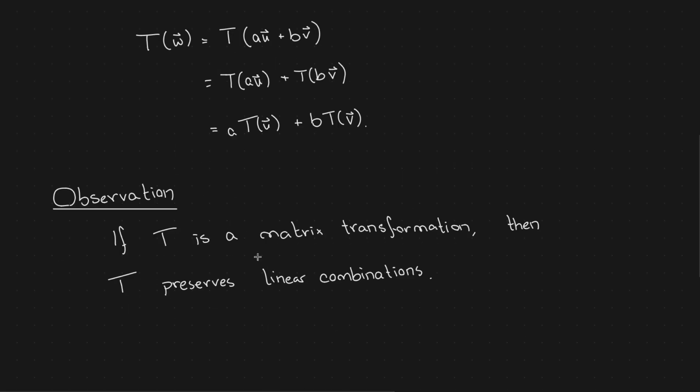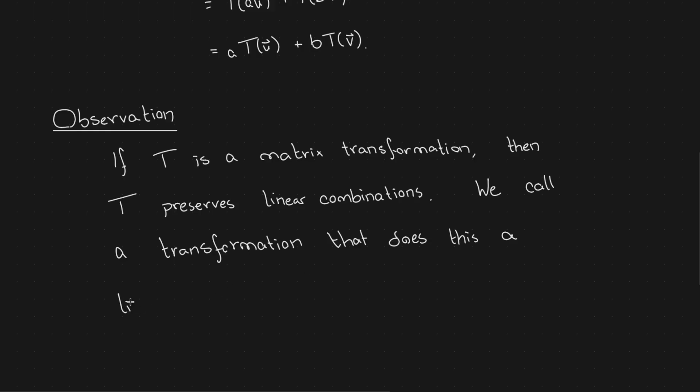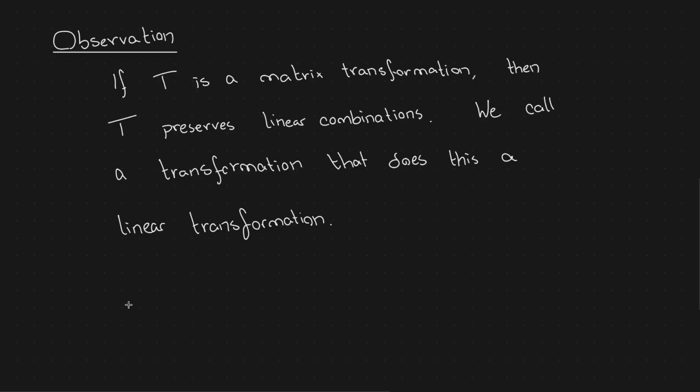Okay, we call a transformation that does this a linear transformation. So a matrix transformation is a linear transformation.